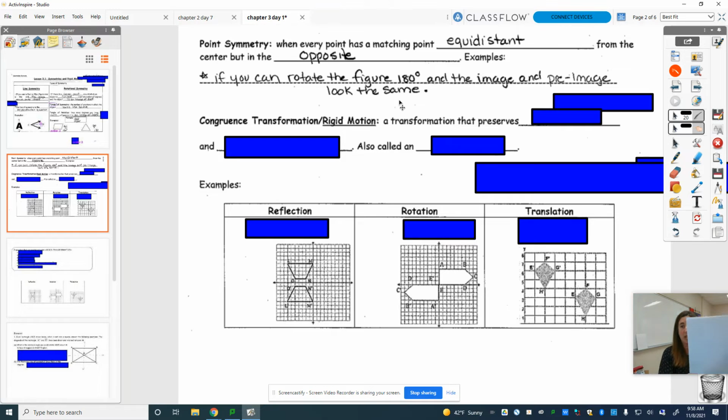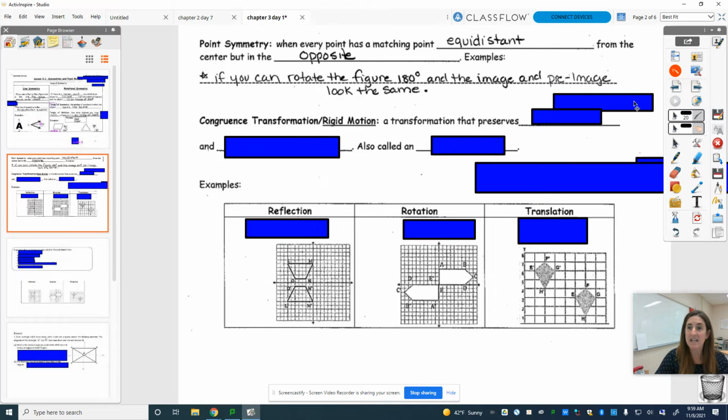So if you're given a shape on a test, quiz, homework, or whatever, to tell if it has point symmetry, you simply take your paper and rotate it 180 degrees, upside down. Does the shape look exactly the same? Yes, it has point symmetry. That's different than rotational symmetry, because rotational can go at different angles. But point symmetry has to go upside down in order to look the same.